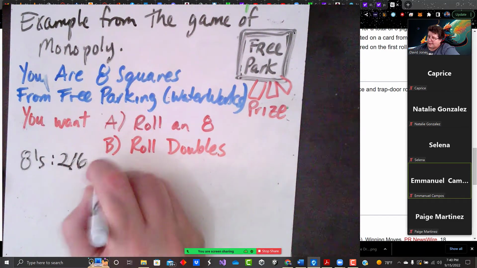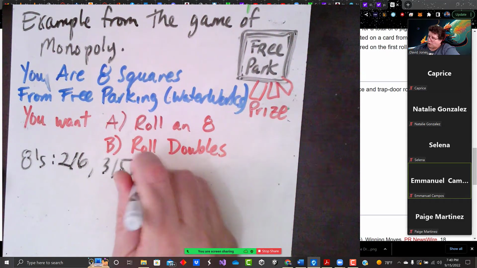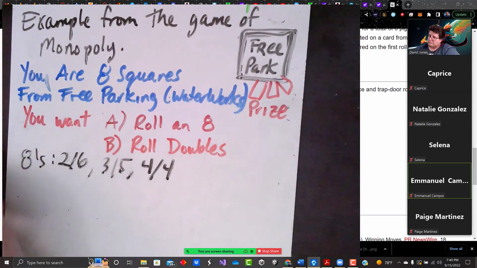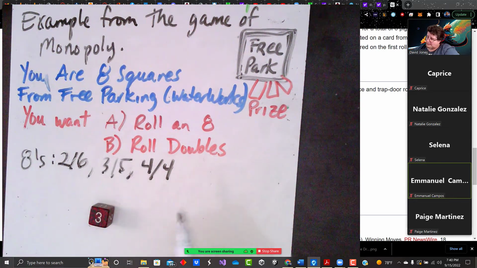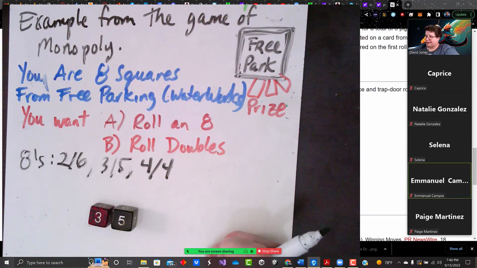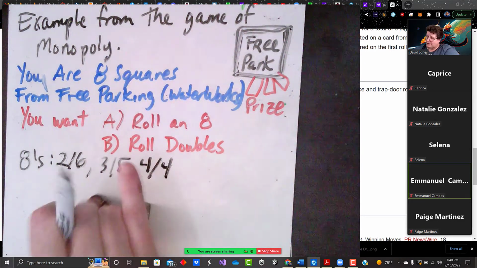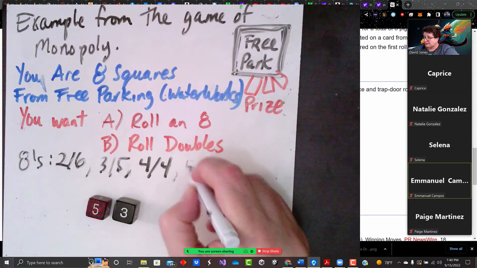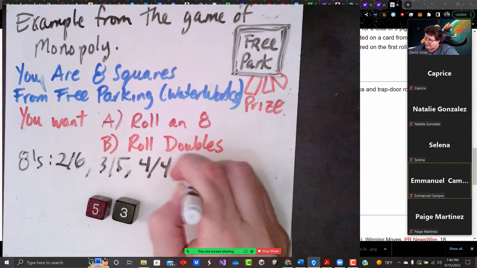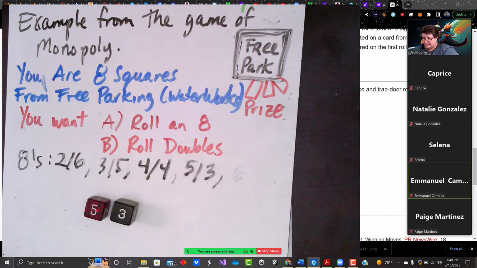I could roll a 3 and a 5. I could roll 4 and 4. So, like, let's say 3 and 5. That's one way I can roll a 3 and a 5. I could also get it where the red die is a 5 and the black die is a 3. We have to count those as separate ways. So I'll say 5, 3. And finally, I could do 6, 2. Wow, this pen is dead.